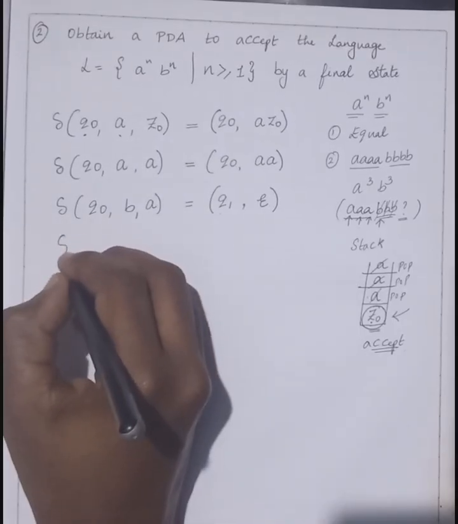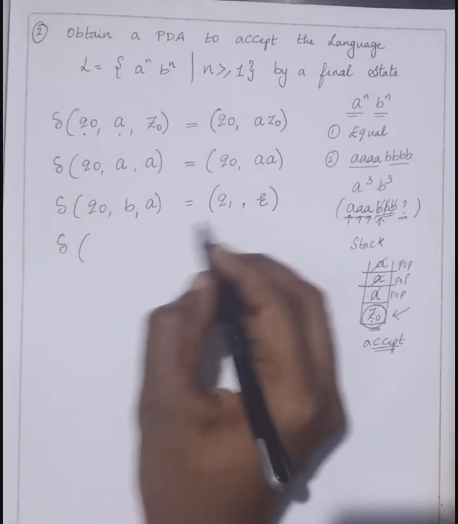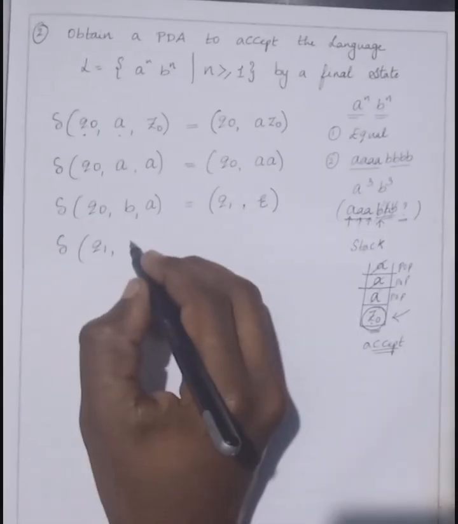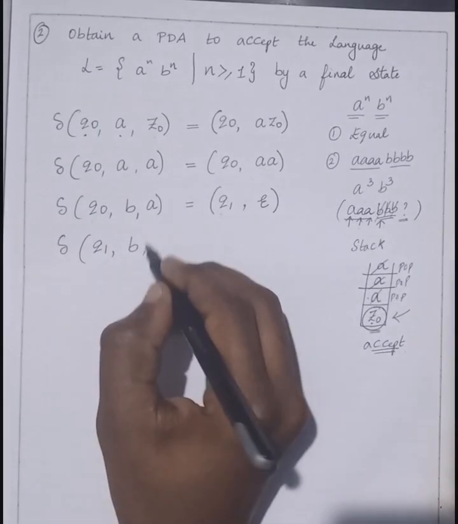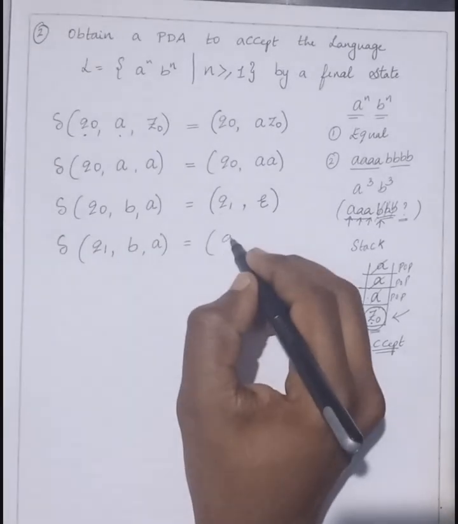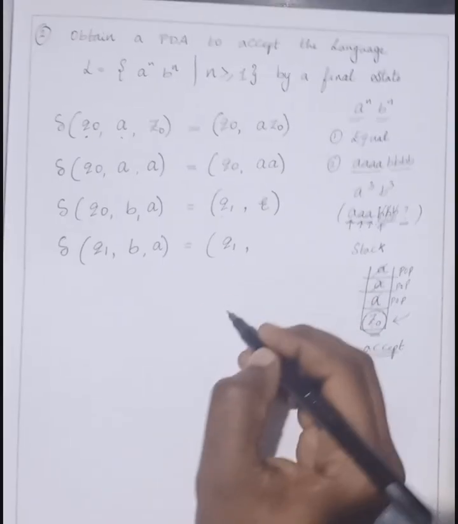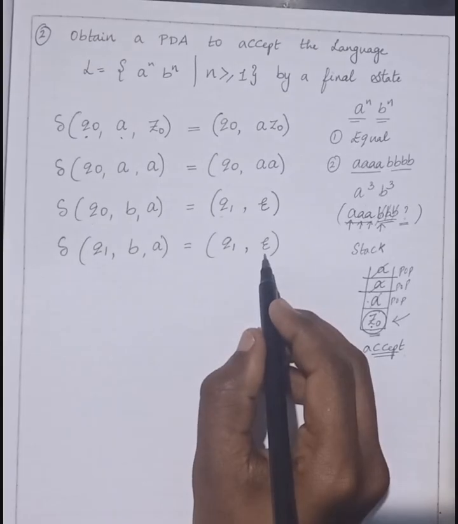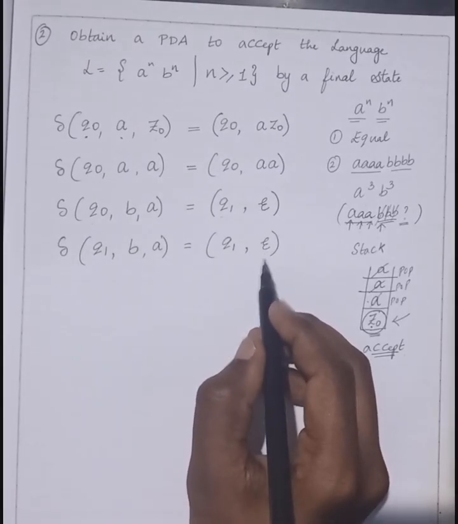Same way, again the same logic. Now we are already in the pop logic, that is the Q1 state, and the input is B and the top of the stack is A. Then also we should stay in the same state, that is pop, Q1, and we want to remove the top element, that is epsilon. Okay, so these are the conditions.